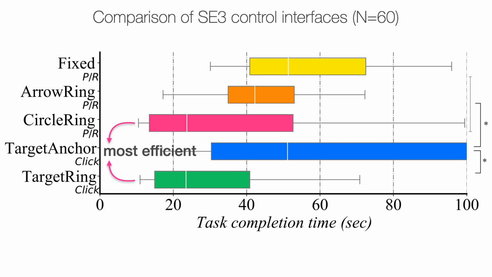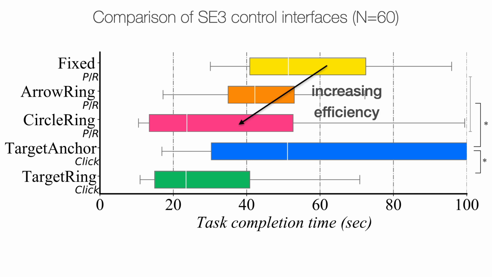Participants commented that the control was too sensitive and difficult to orient as intended. Another difference from the first study was that there was no significant difference between the most efficient movement-based interface, which is circle ring, and the most efficient target-based interface, which is target ring. They had very similar efficiency.